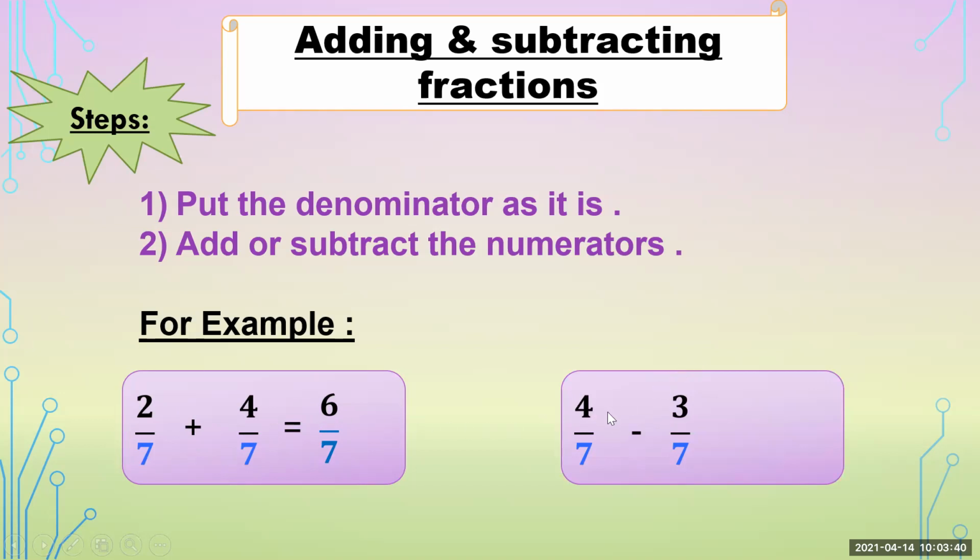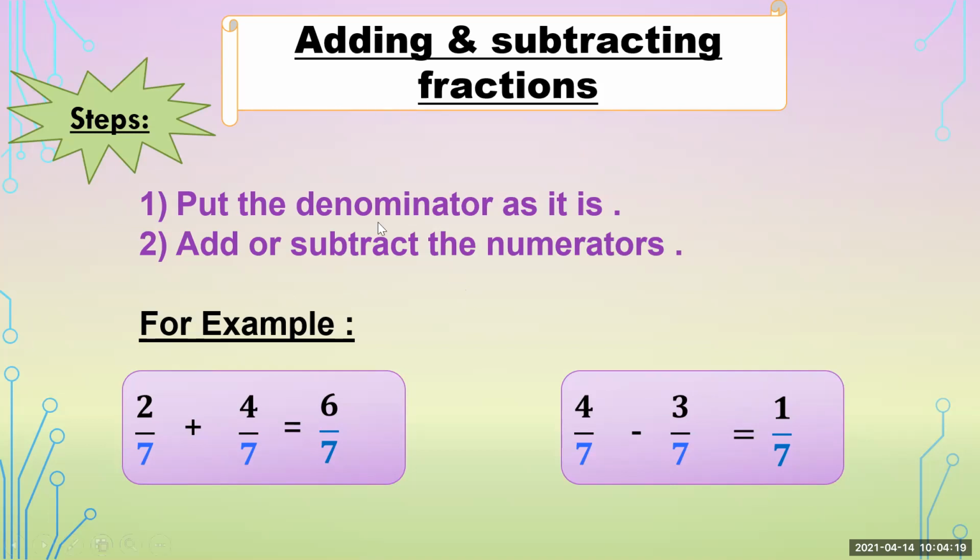Easy? Okay. The next one, 4 over 7 minus 3 over 7. I will put 7 as it is in the denominator, okay? And I will subtract the numerators. 4 minus 3 equals 1. So the result will be 1 over 7. Is it easy now? Is it clear? Yes, okay. Excellent, my dears.